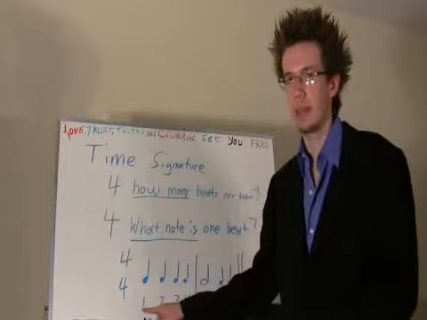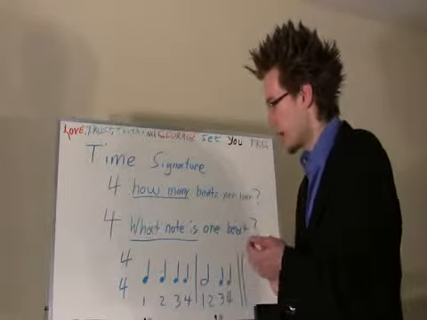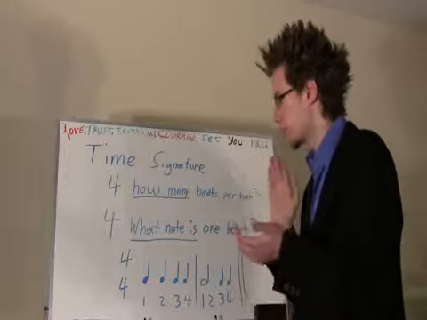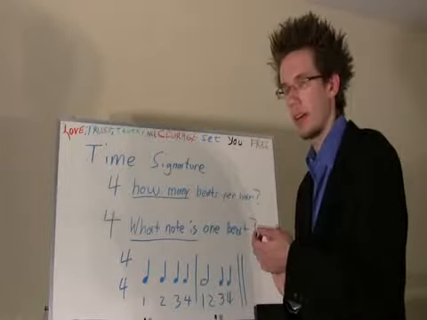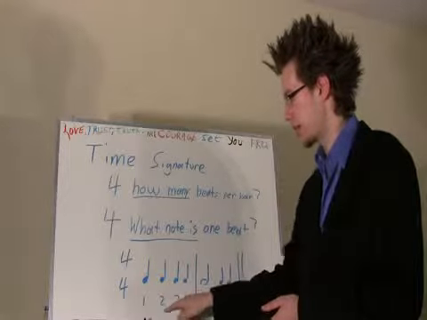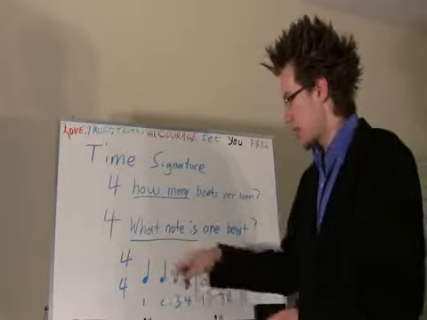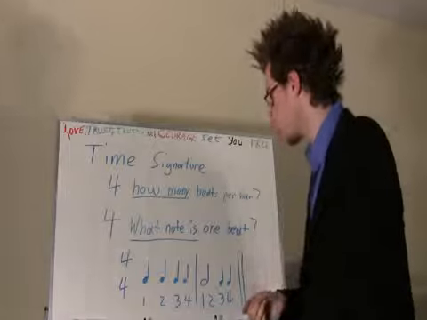So how I would clap this would be like this. I would go 1, 2, 3, 4. The claps happen on the notes, and I'm counting out steadily. So that's the first bar. I go 1, 2, 3, 4. 1, 2, 3, 4. So you can try that as well.